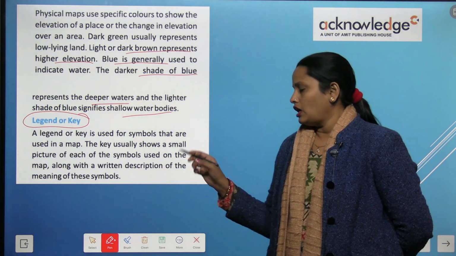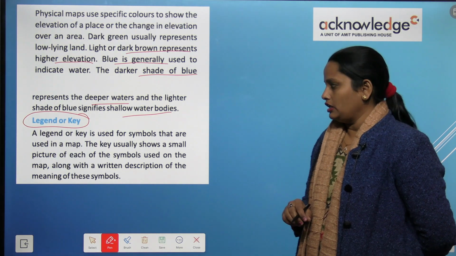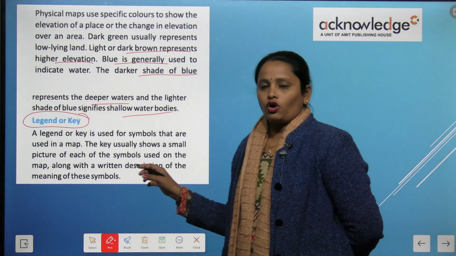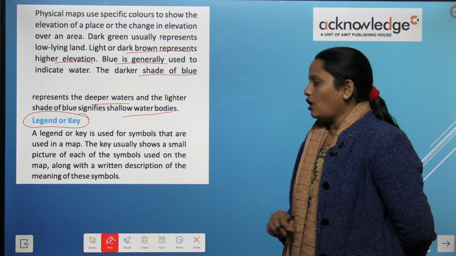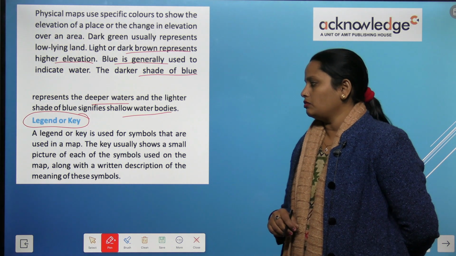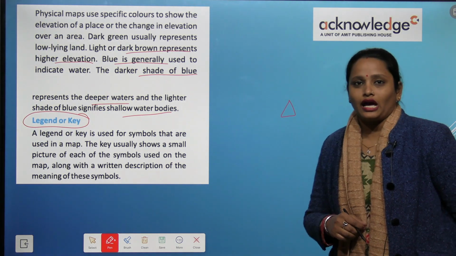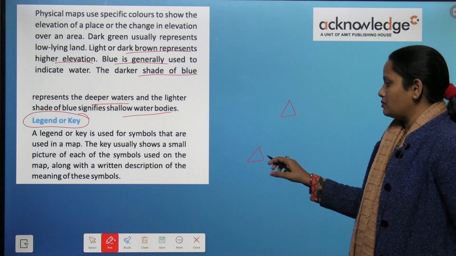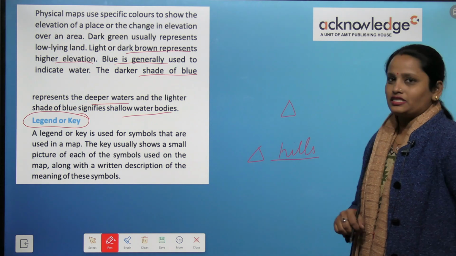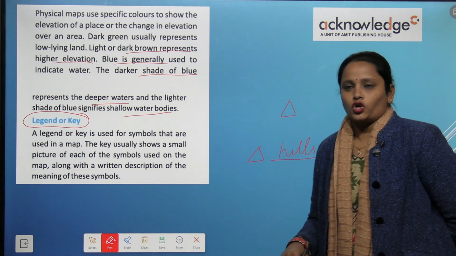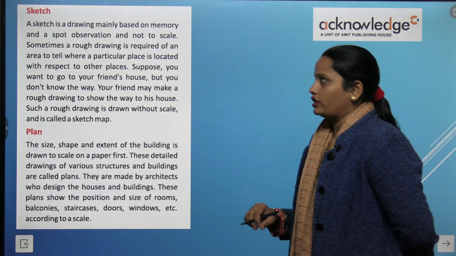ये जो key है, ये हमें small pictures को शो करता है और each of the symbols used on the map. So कौन कौन से symbol क्या क्या चीज को depict करते हैं, this is shown by this legend or key along with the written description or the meaning of the symbols. So suppose हमने कोई symbol बनाया है, अब इस symbol को हमने क्यों बनाया map में, तो हम साइड में symbol को बना के लिख देते हैं कि this shows the hills. So जहां भी ये symbol होगा map में, इसका मतलब we are talking about hills. So this is the legend that gives the brief information of that symbol.